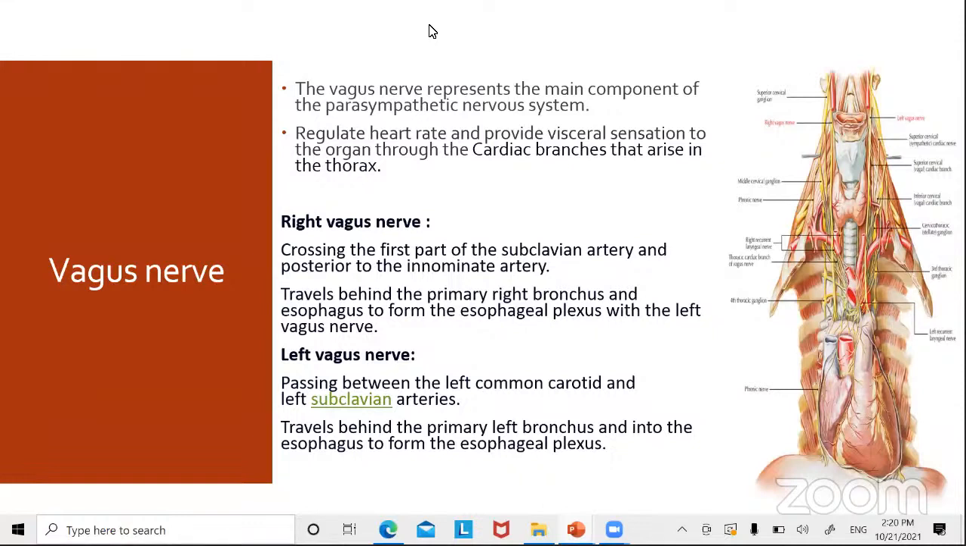We have the right vagus nerve, which enters the thorax by crossing the first part of the subclavian artery and posterior to the innominate artery, then travels behind the primary right bronchus and esophagus to form the esophageal plexus with the left vagus nerve. The left vagus nerve enters the thorax by passing between the left common carotid and the left subclavian. Then it travels behind the primary left bronchus and into the esophagus to form the esophageal plexus. It exits the thorax along the esophageal hiatus.